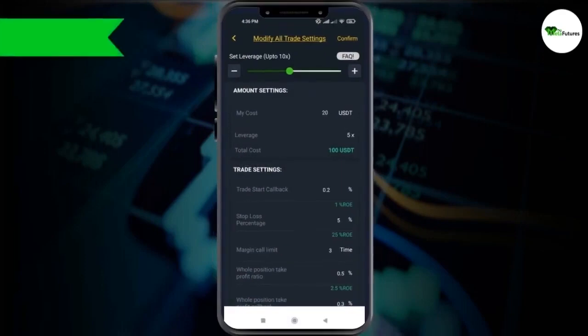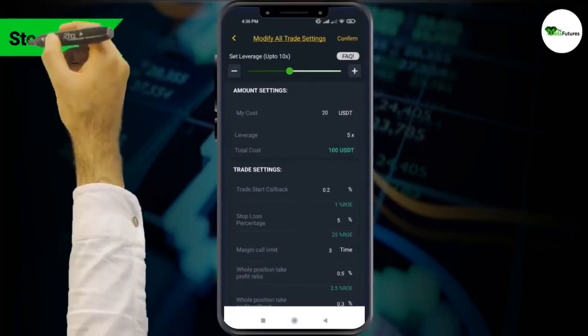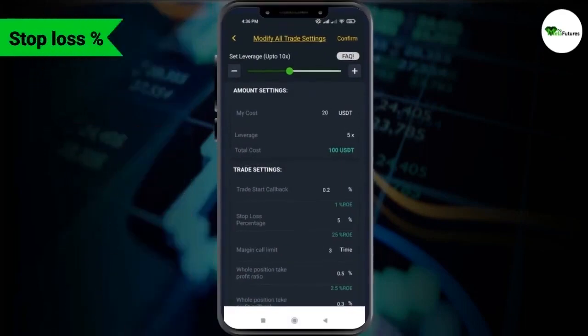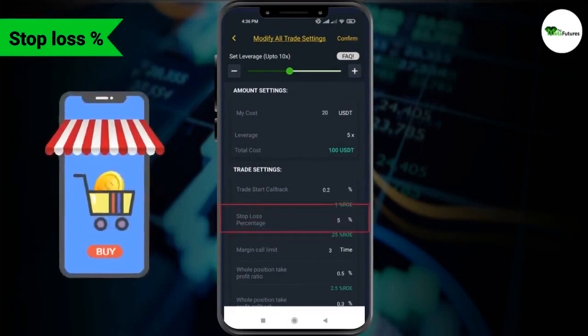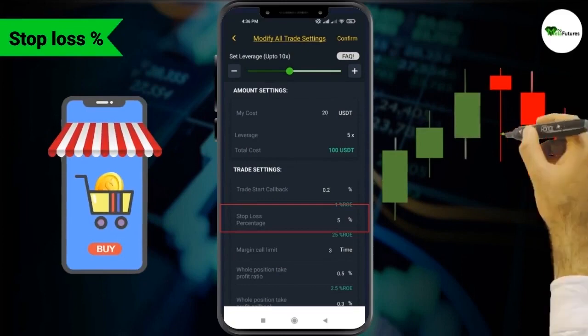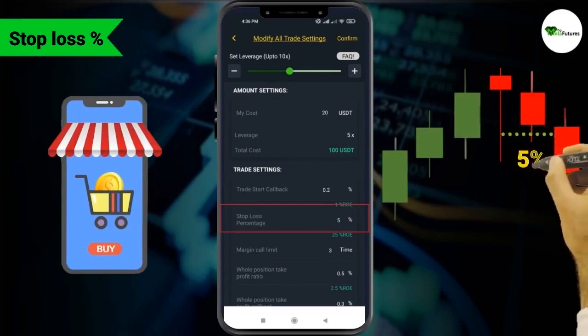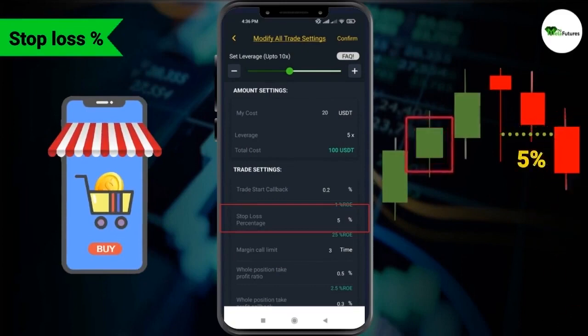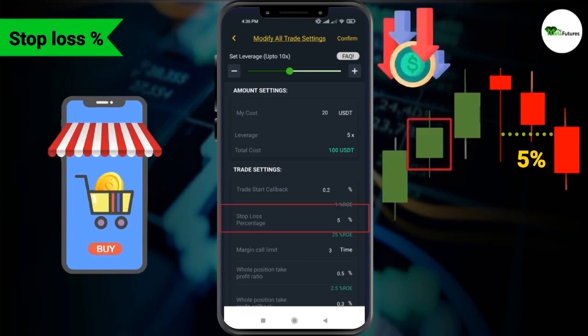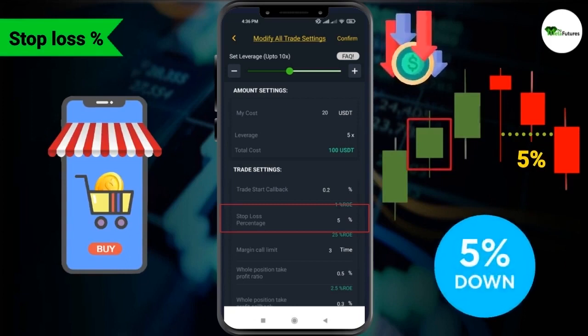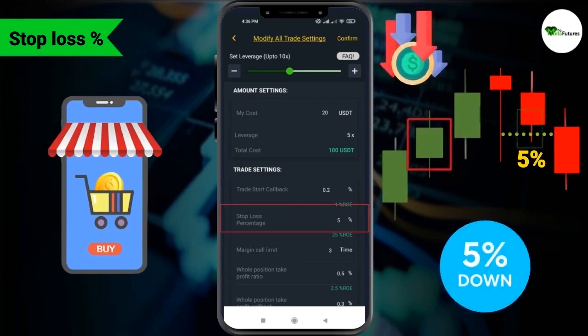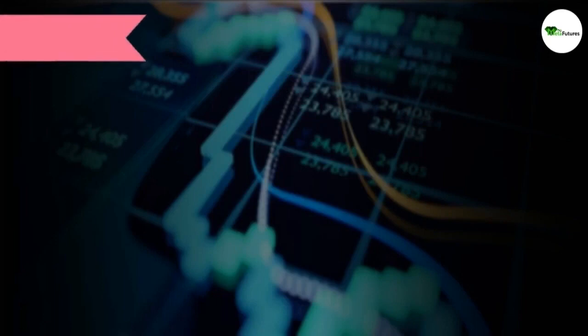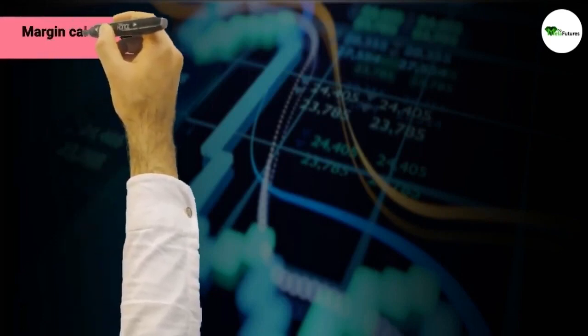Next is the stop loss percentage. Stop loss percentage is the maximum percent of loss after which the bot closes the trade. Suppose that you have bought a trade and placed stop loss at 5%. Assume that you have bought a trade here, but instead of going up, it starts moving towards loss. So whenever the trade goes down by 5%, stop loss will hit, and immediately the bot will come out after closing the trade.